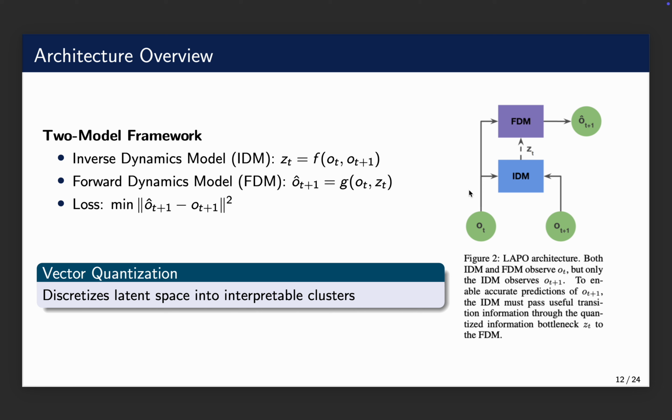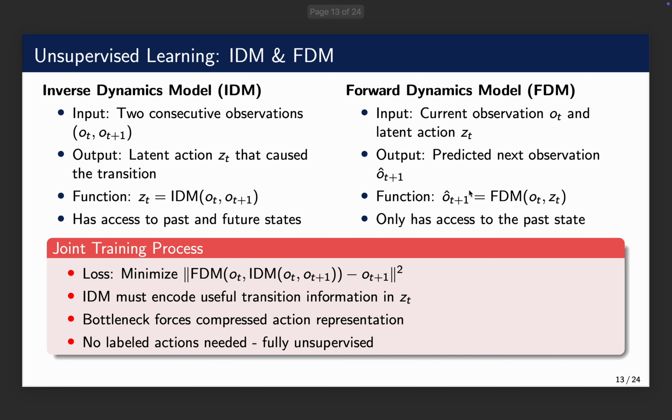So in some sense, you can say ZT encodes the action. If the forward dynamics model is able to properly predict what the world looks like after the particular action using ZT, then ZT somewhat represents the action. Here we use a technique called vector quantization to ensure that ZT is present as discrete, interpretable clusters, which is in line with what we expect action spaces to be. I'll explain this in a little more detail.